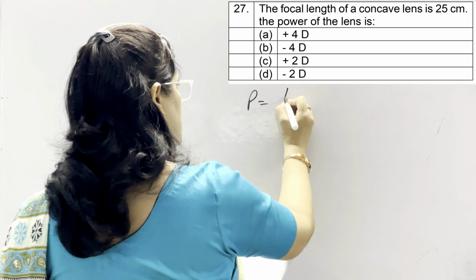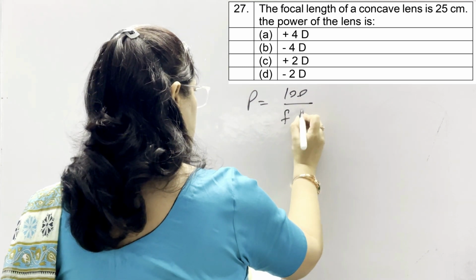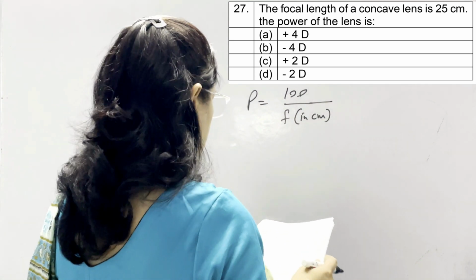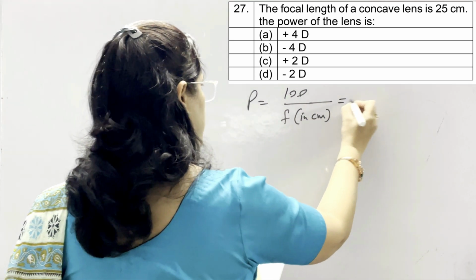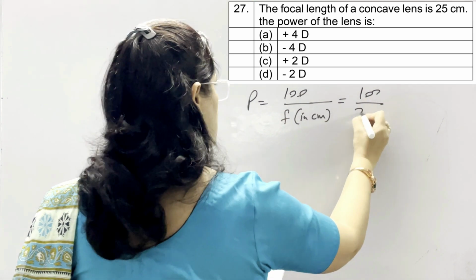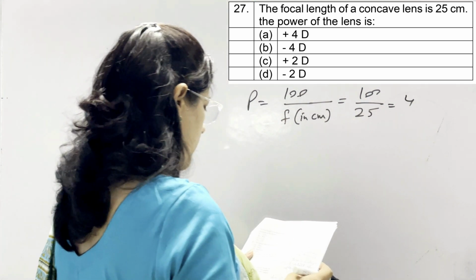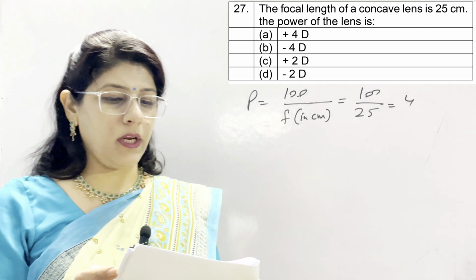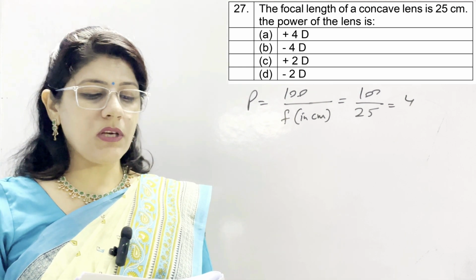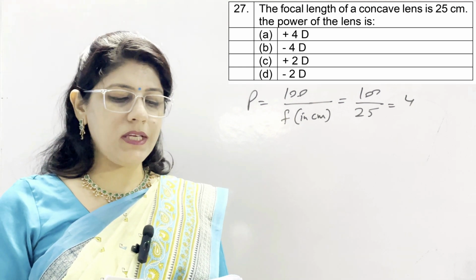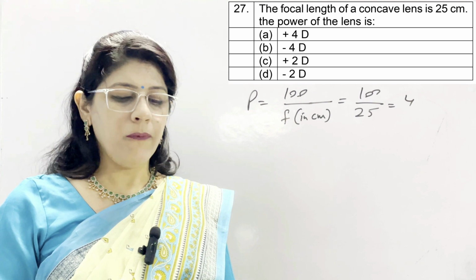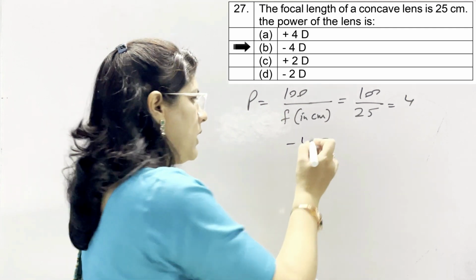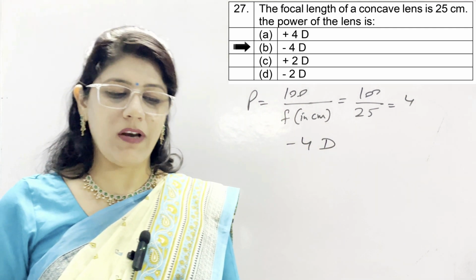In question number 27, the focal length of a concave lens is 25 centimeter. So again centimeters, so 100 upon focal length in centimeter, and the power of the lens we need to calculate. So 100 upon focal length directly given is 25. So the power is 4. And it is plus for convex and minus for concave lens. So here options given: A is plus 4D, B is minus 4D, C is plus 2D and D is minus 2D. And the correct option is minus 4 diopter, because we know the focal length is negative for concave lens.